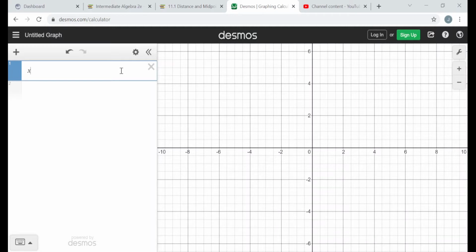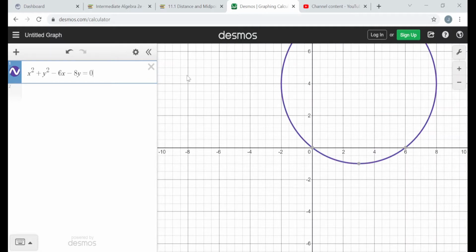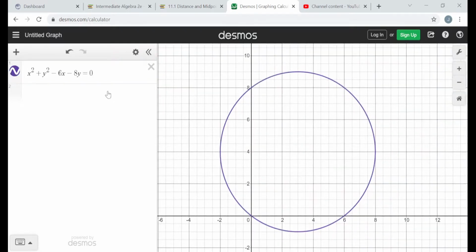So we had x squared plus y squared minus 6x minus 8y equals 0. And look at this circle that just popped up. Alright, I'm going to put in the center we found, right? The center was 3, 4, and definitely in the middle, right? Definitely in the middle.